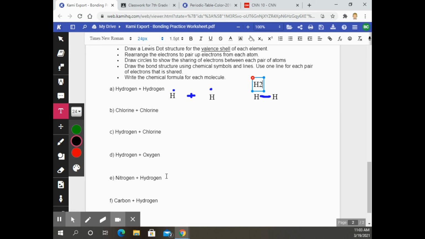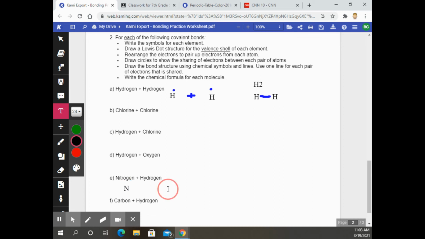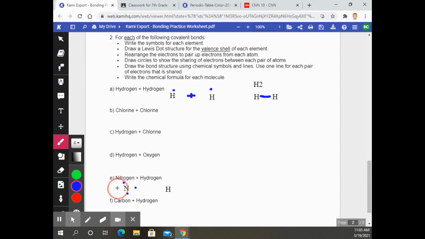So the next one I'm going to show you guys is nitrogen and hydrogen. Now, nitrogen. How many valence electrons does nitrogen have? Look at the family it's in. Look at the group. How many valence electrons does nitrogen have? Look at your periodic table. It has how many? 5. Yes, it has 5. So I'm going to make 5 dots, right? 1, 2, 3, 4, 5. Hydrogen we know has how many? 1. All right. So I'm going to make it N plus H.